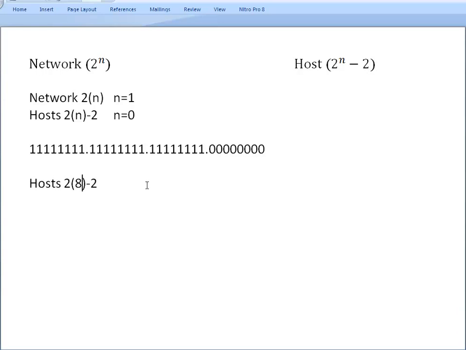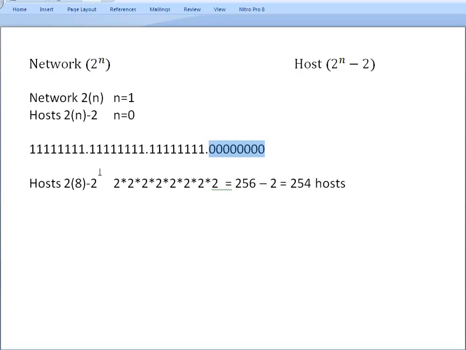So 8. And the formula becomes like this, similar to saying 2 times 2 times 2 times 2, 8 times. So 2 times 2 is 4, times 2 is 8, times 2 is 16, times 2 is 32, times 2 is 64, times 2 is 128, times 2 is 256. So this is 256. We don't forget the minus 2, so it's 254. So with 8 zeros, we can have 254 hosts, because we found that out from the formula.